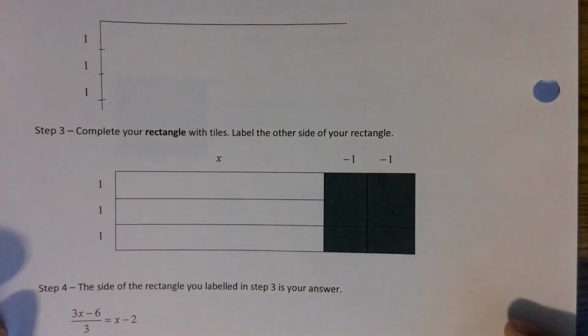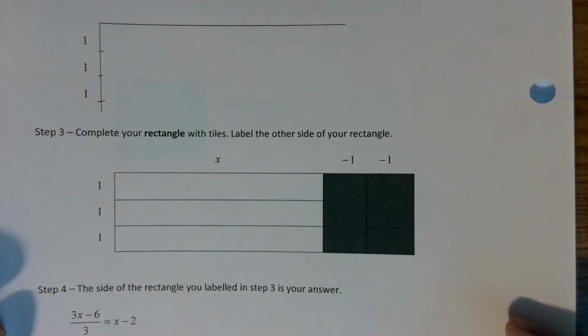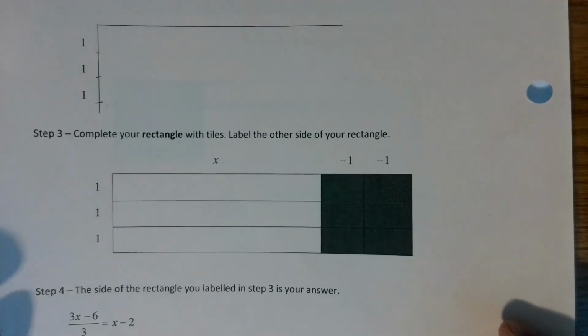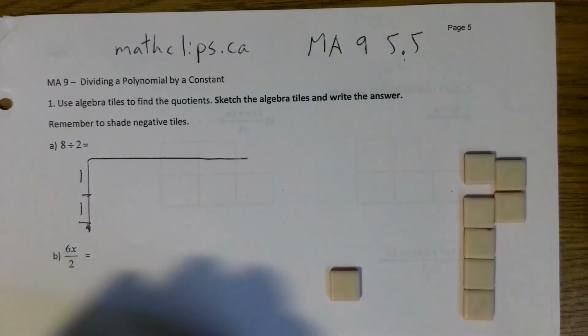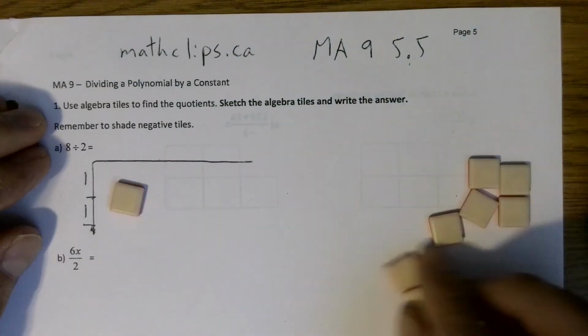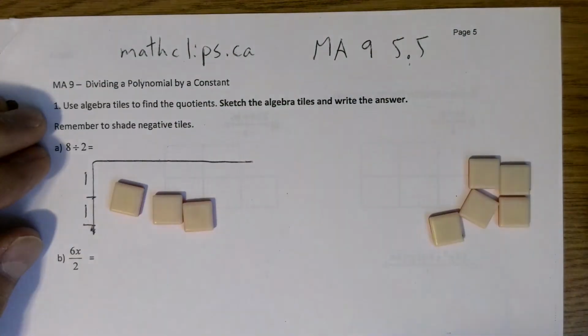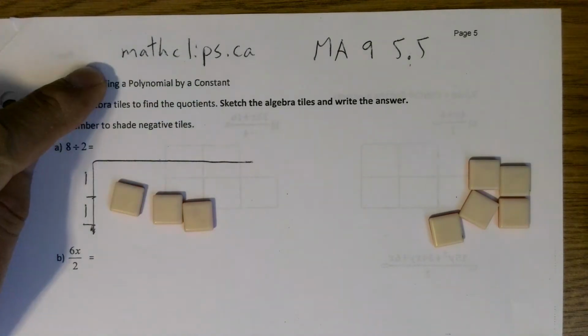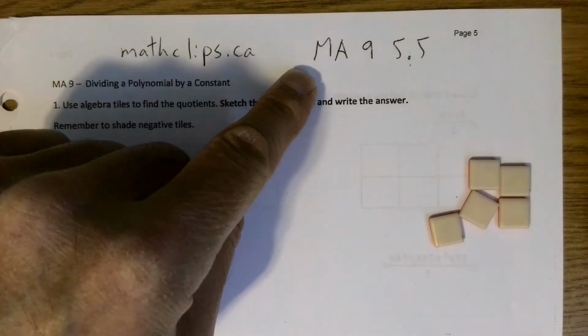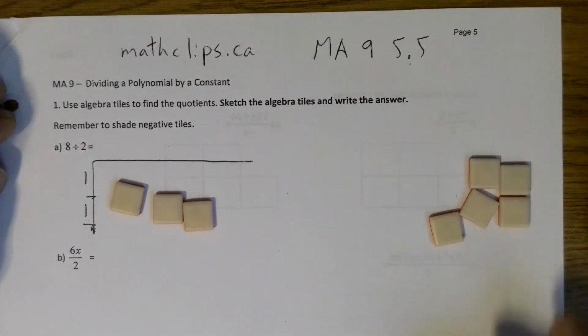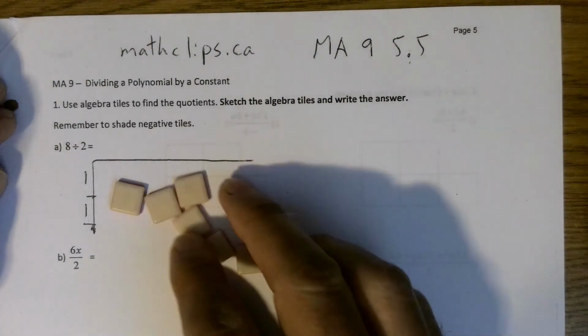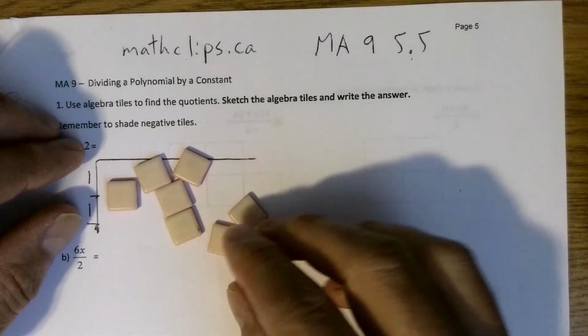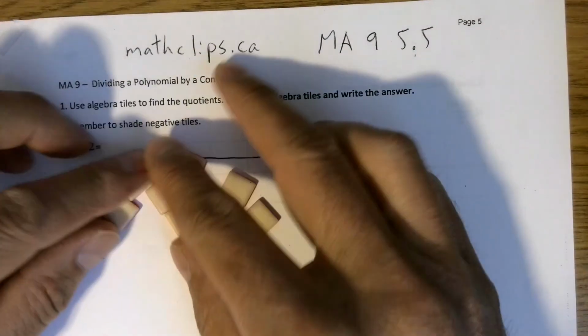Step 3, complete your rectangle with tiles. Label the other side of your rectangle. Okay, so we need to make a rectangle where one of the sides is 2. Oh, I should mention, if you guys are doing this virtually, you can go to mathclips.ca. They've got great virtual algebra tiles. And if you go to the second half of the MA9 5.5 video, that'll give you instructions on how to use the mathclips.ca algebra tiles to do this stuff.